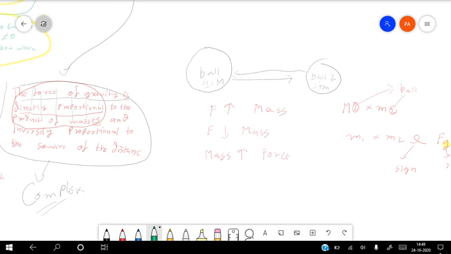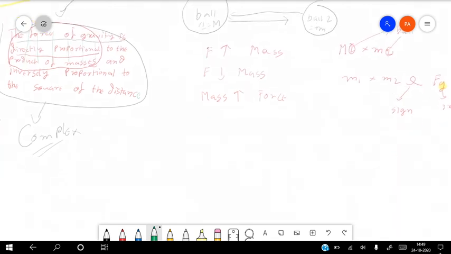And it is inversely proportional to the square of the distance. Now, by inversely proportional, I mean if this distance increases, the force decreases.